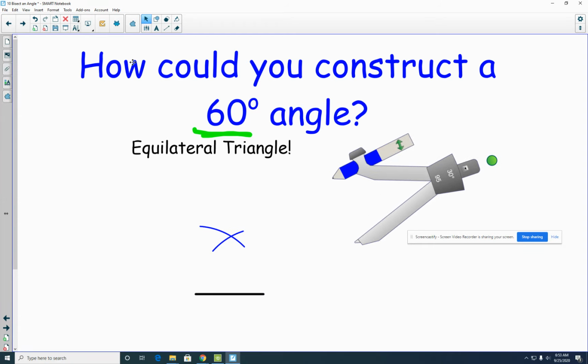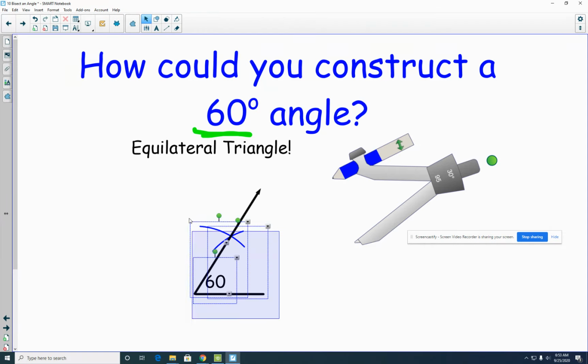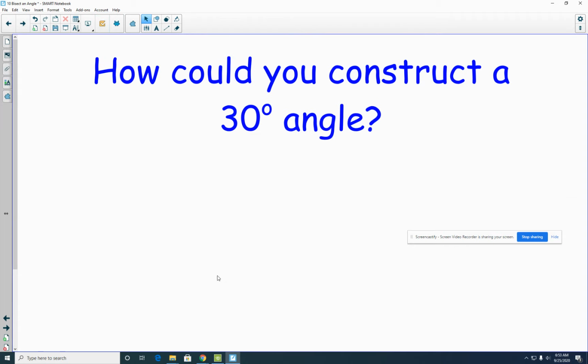Now, if I want the angle, I only have to connect one of the vertices, one of the endpoints, through that intersection. And now I have here a 60-degree angle. From this, how do I get a 30-degree angle? I'm actually going to copy this, right? So I'm going to copy this and go here.